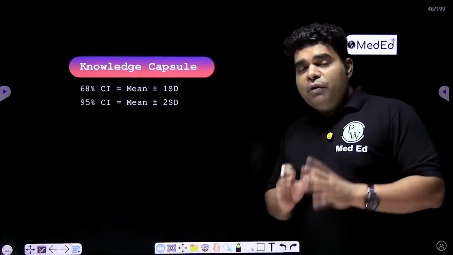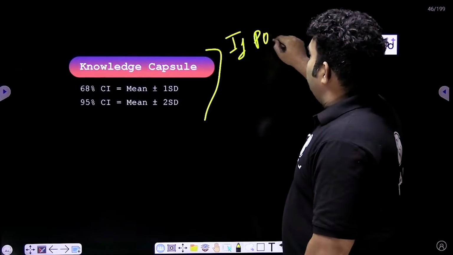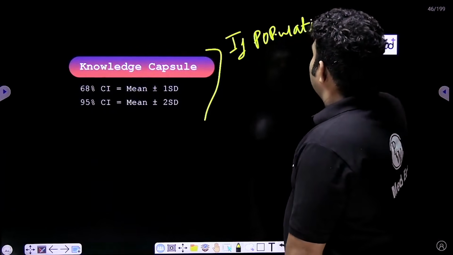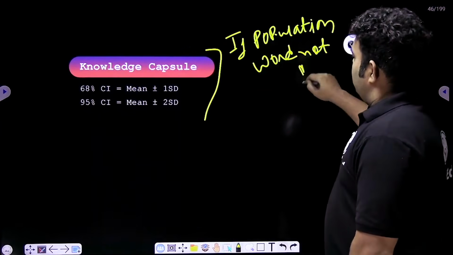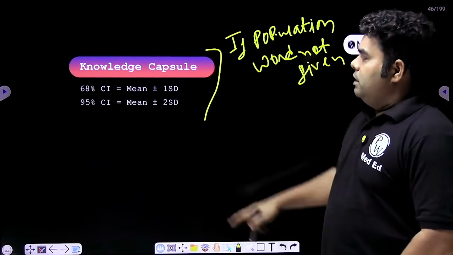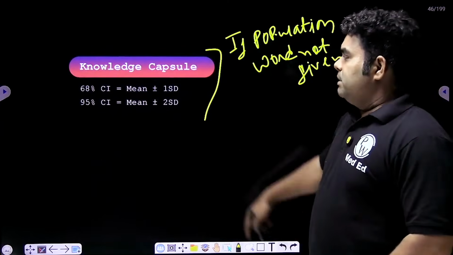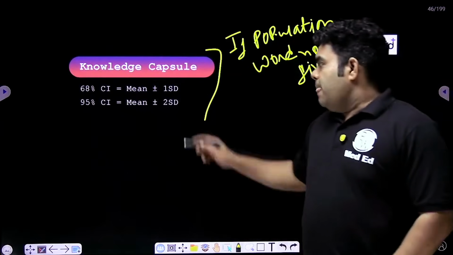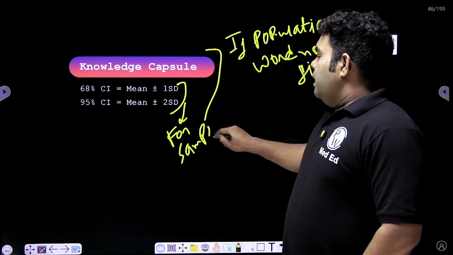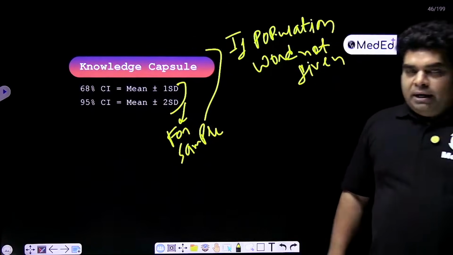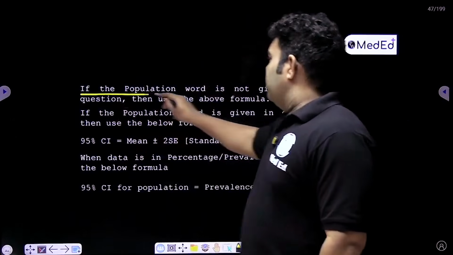Remember, whenever you are calculating for a sample in the question, if the population word is not given, then you will use this formula: 68% confidence interval is mean plus minus 1 standard deviation and 95% confidence interval is mean plus minus 2 standard deviation, because we use the standard deviation for a sample. So 99% of the time numericals come with these 2 formulas. But sometimes, rarely, they use the population word.